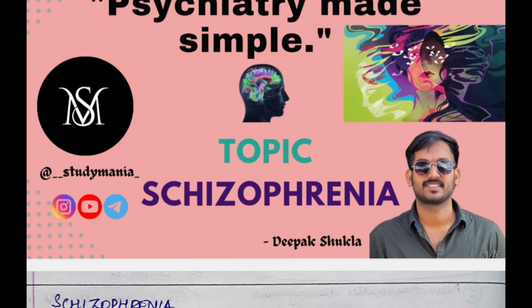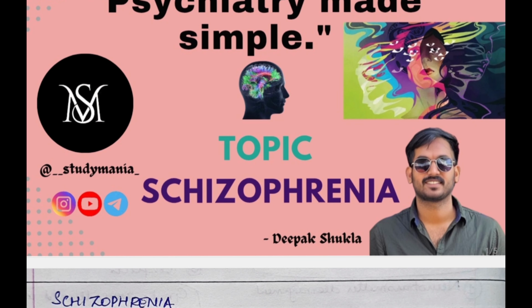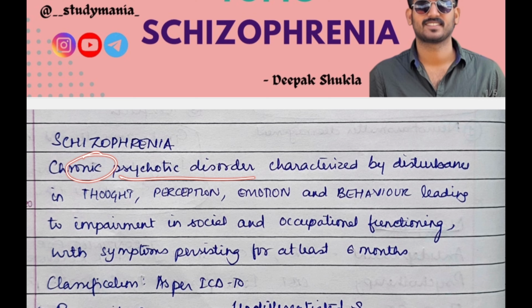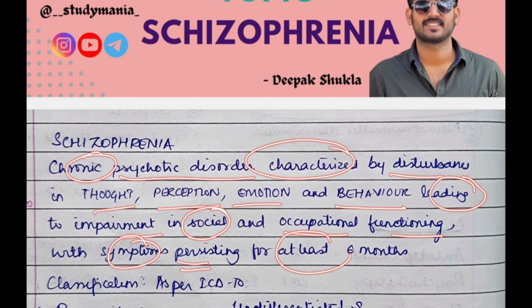I'm starting a series on psychiatry where I'll make videos on frequently asked questions in university exams. So let's start with schizophrenia. Schizophrenia is a chronic psychotic disorder characterized by disturbance in thought, perception, emotion, and behavior leading to impairment in social and occupational functioning with symptoms persisting for at least 6 months. So the duration is 6 months.